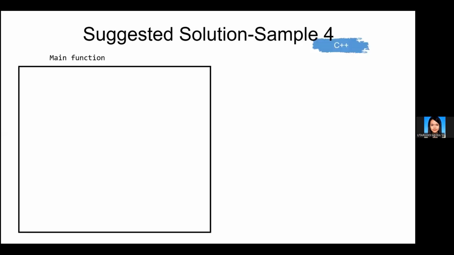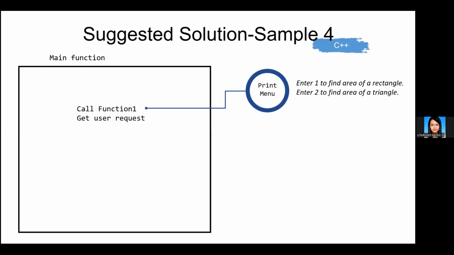This is a main function. Then after that, we will provide information to the user about which area they want to find. So this is the first function that we need to call. We are going to call a print menu function. We'll tell the user, enter 1 to find the area of a rectangle, enter 2 to find the area of a triangle. Okay, after we're done providing the information, of course, this is the time that we need to get the request from the user. Are they going to enter 1 or 2?